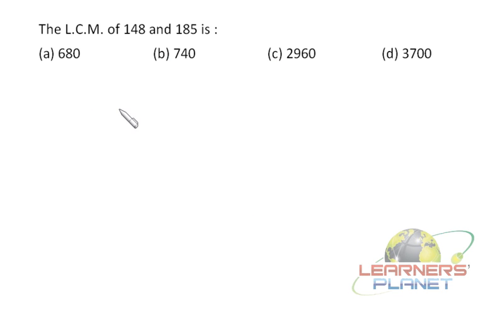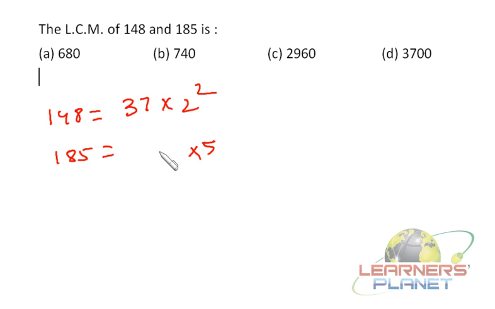Okay friends. Now let's see this question. We have to find out the LCM of 148 and 185. Now 148 seems to be a multiple of 4. So let's divide it by 4. That is 4 3s are 12, 4 and 8. That is 37. So it's 37 into 2 square. Similarly 185 seems to be a multiple of 5. So it is 5 into 37. Now let's find out the LCM. It is 37 into 2 square into 5. That is 5 into 4 is 20, 20 into 37, that is 740.